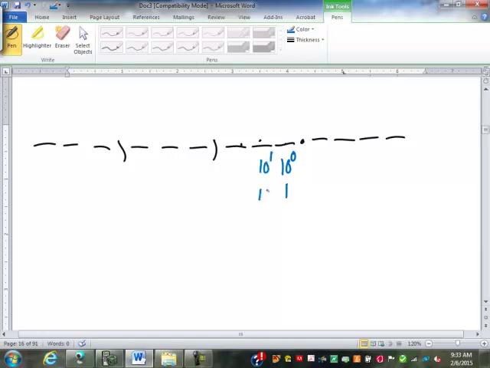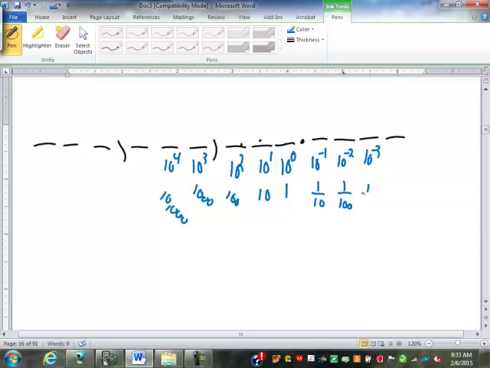10 to the power of 1 is 10. That's the tens place. 10 to the 2 is 100 for the 100s place. 10 to the third is 1,000. 10 to the fourth is 10,000. I mean, keep going. Going the other direction, 10 to the negative 1, that's the 1/10th place. 10 to the negative 2, that's the 1/100th place. 10 to the negative 3, 1/1000th place, and so on. Our place values are powers of 10.